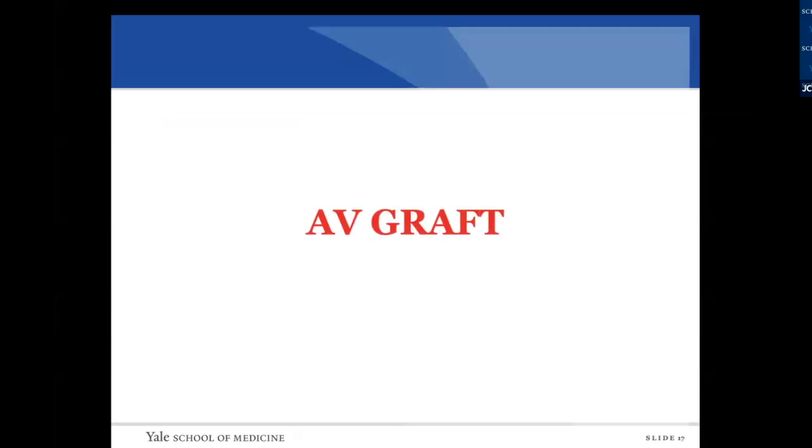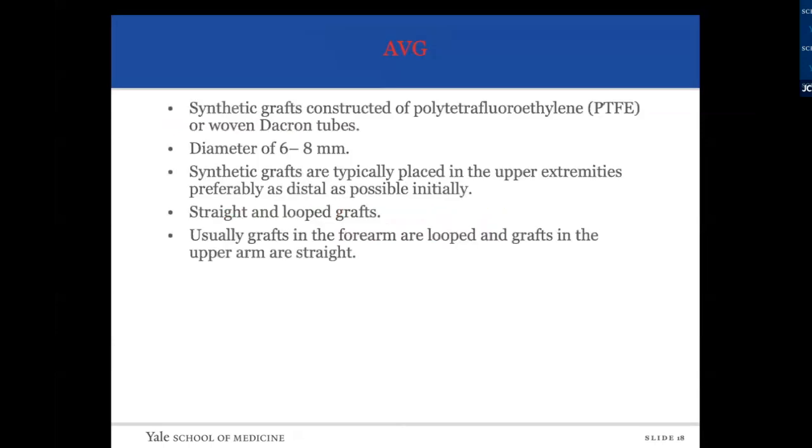And that's the reason why sometimes we spend a lot of time trying to fix them so that they don't get another intervention. In AV grafts, at least in our institution, or close to our institution, we do get 6 millimeter or 8 millimeter diameter grafts. The majority of the time, the grafts are 6 millimeters in diameter. They're synthetic grafts. Sometimes they're loop grafts, sometimes a straight graft.